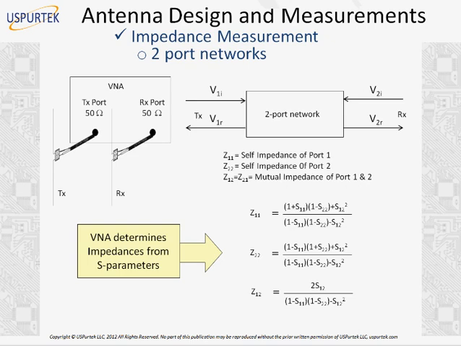So Z11 is the self-impedance of port 1 where the transmit antenna is connected, and Z22 is the self-impedance of port 2 where the receive antenna is connected, and Z12 is the mutual impedance. So if you have the vector network analyzer and the circuit setup with transmit and receive antennas, it's very straightforward.